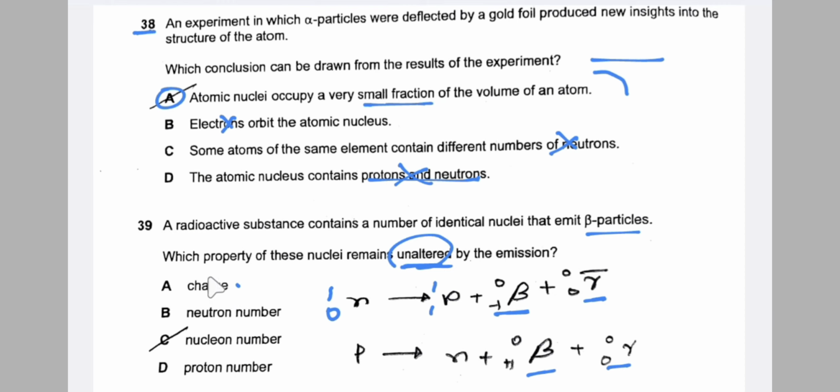So the charge changes, since as we can see the charge transfer occurs when a beta minus particle is emitted or beta plus is emitted, so there is a change in charge. Neutron number: as we can see, a neutron changes to a proton, so the neutron number is affected. Also a proton changes to a neutron and a neutron changes to a proton, so the proton number is affected. But the total number of protons and neutrons remains unaffected.